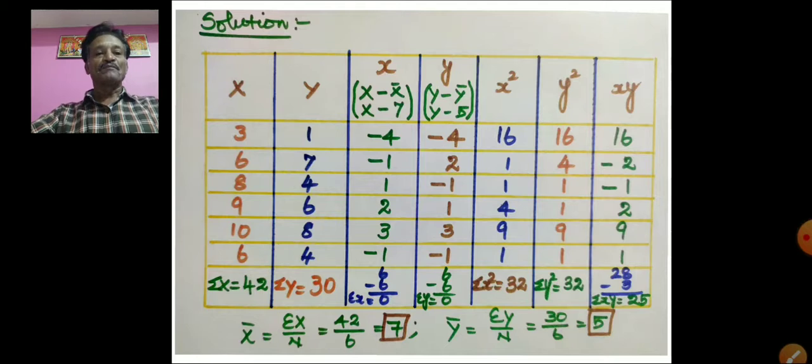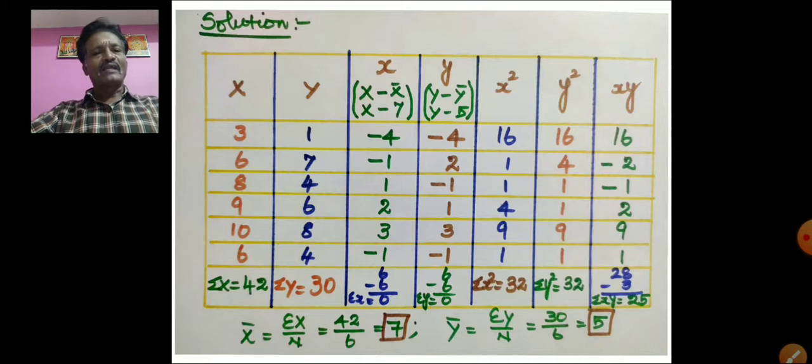Here in your book, the y bar value is given as 7, but they have taken 5 for calculation. So you can go through it and make changes in your book.